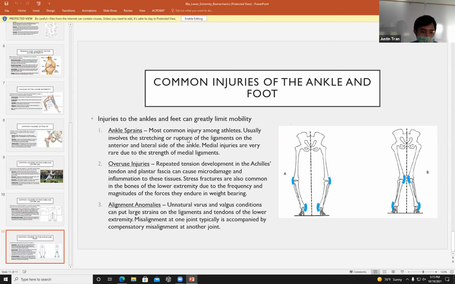And the last type is alignment anomalies. Just like with the knee, if your ankle bones don't fit together really well, this can cause a lot of pain and a lot of strain on your ligaments and tendons as well.